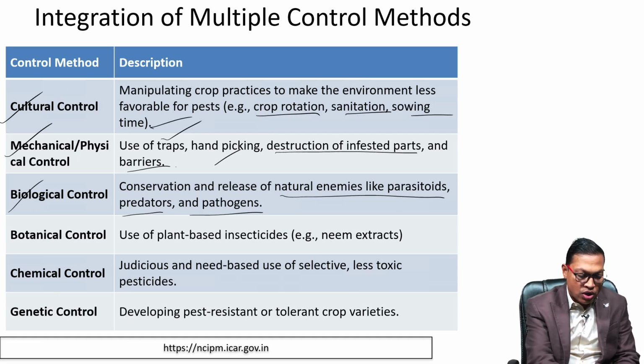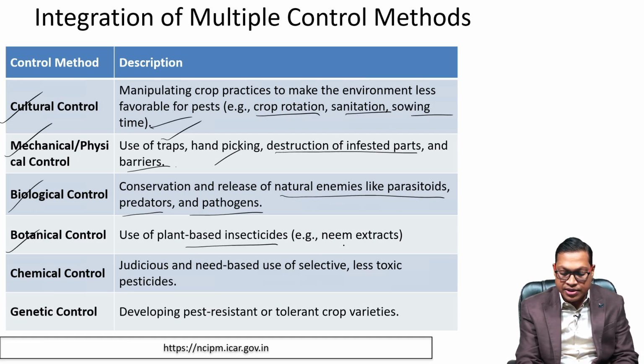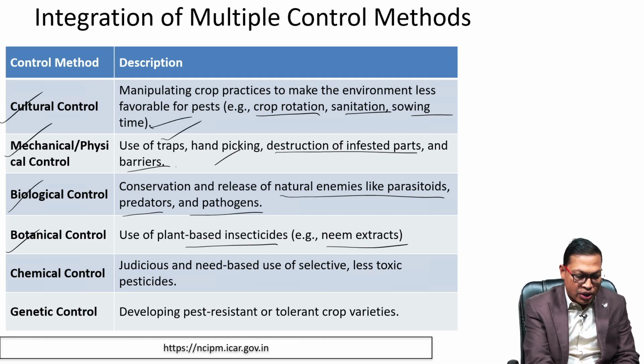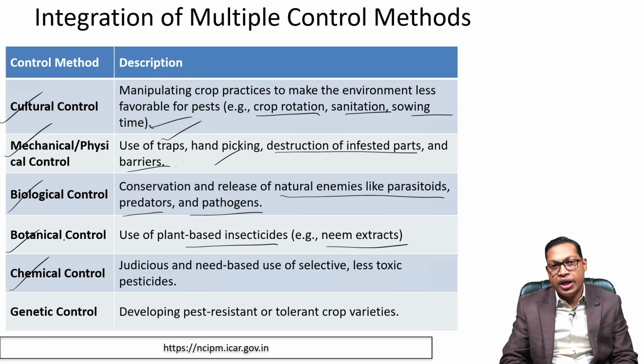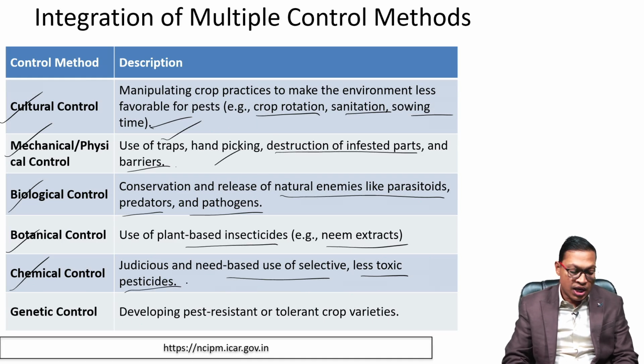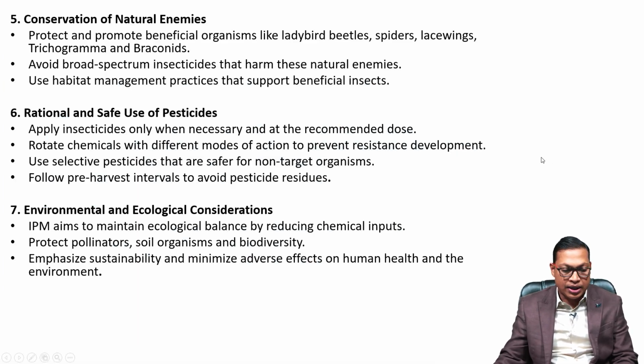Then botanical control, use of plant-based insecticides like neem extracts. These types of strategy will be very effective. Then chemical control: in the last resort, we can go for judicious and need-based use of selective and less toxic pesticides. Then in genetic control, developing pest-resistant or tolerant crop varieties. So, these are the integration of multiple control methods.